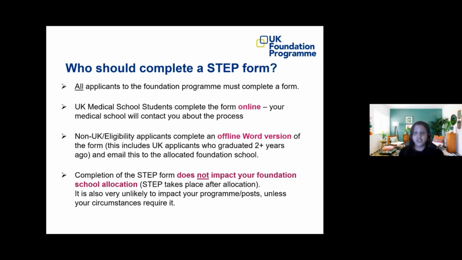For non-UK or eligibility applicants, there will be an offline Word version of the form that you can download and fill in, and you will also be required to ask your medical school to complete their section of that before emailing it to the foundation school that you've been allocated to. For clarity, the eligibility application process includes anyone who's a UK applicant who graduated two or more years ago. If that includes you, that is the process you need to follow. You need to use the offline Word version of the form, and that will all be available on our website, and we'll show you the form a bit later on.